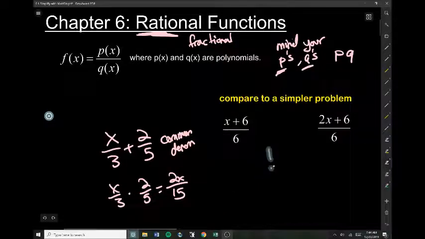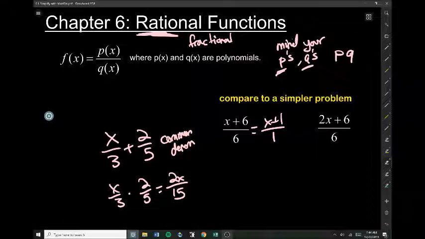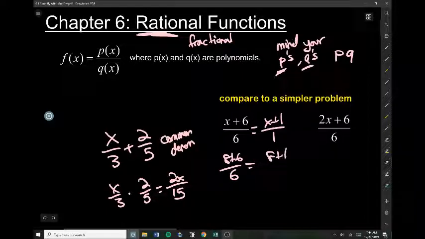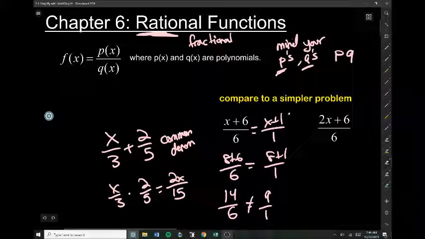Like suppose you thought that you could cancel the 6's and get x plus 1 over 1. We'll see if that holds as true for all values of x. Like if x is 8, is 8 plus 6 over 6 the same as 8 plus 1 over 1? I don't know why I picked 8 because I draw awful 8s. But 14 over 6 is not the same as 9 over 1. This simplification is no good.